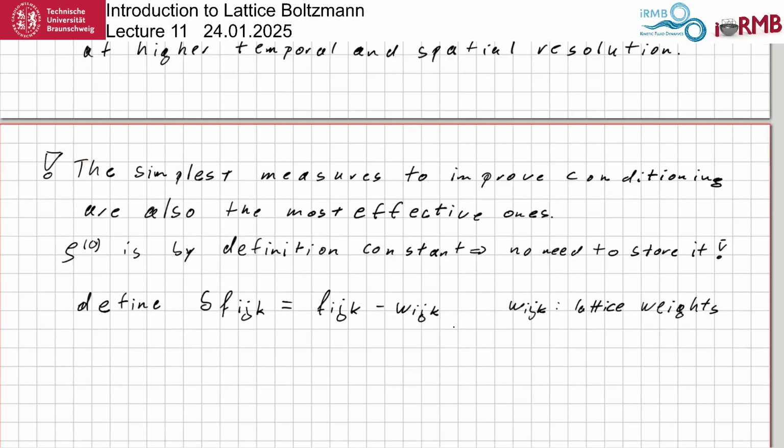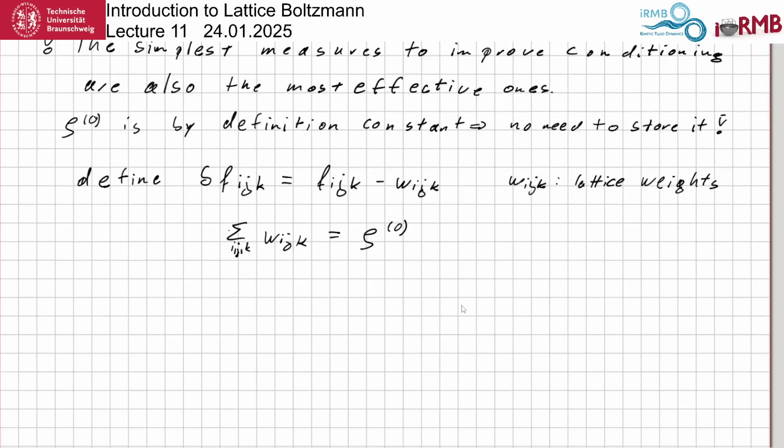If you sum over the weights, you get this constant part. So you eliminate it. Now what you actually store is no longer f, but you're storing delta f_ijk.